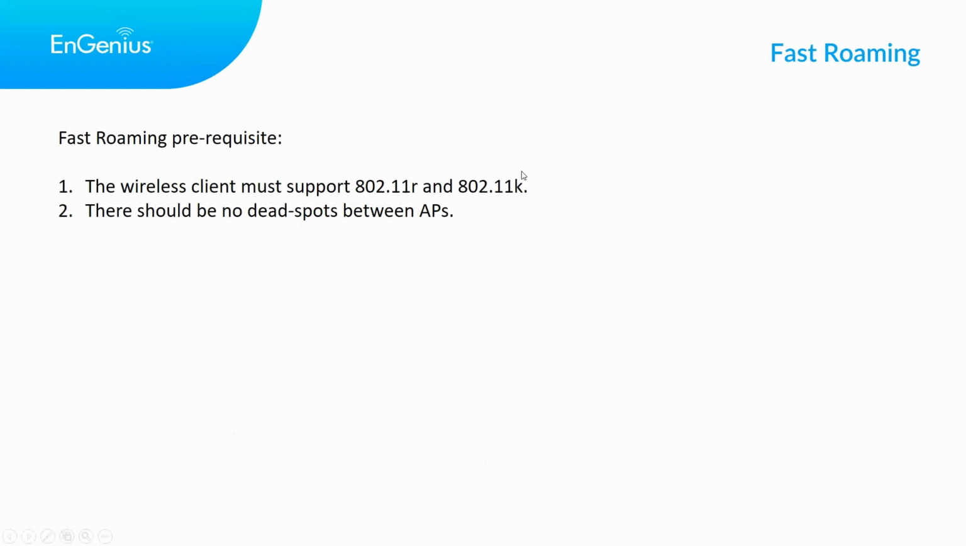Again, in order to check if the client device supports 802.11r and k, usually the device manufacturer would list that out under the wireless adapter spec list. For Apple, they have a dedicated page to tell you which specific devices support fast roaming in their product lineup.